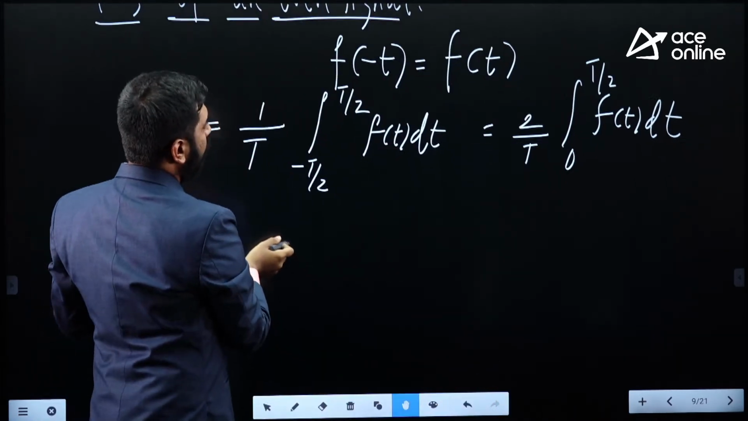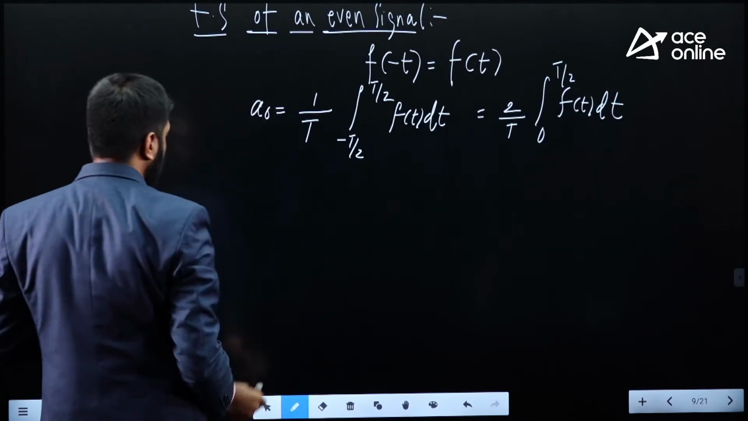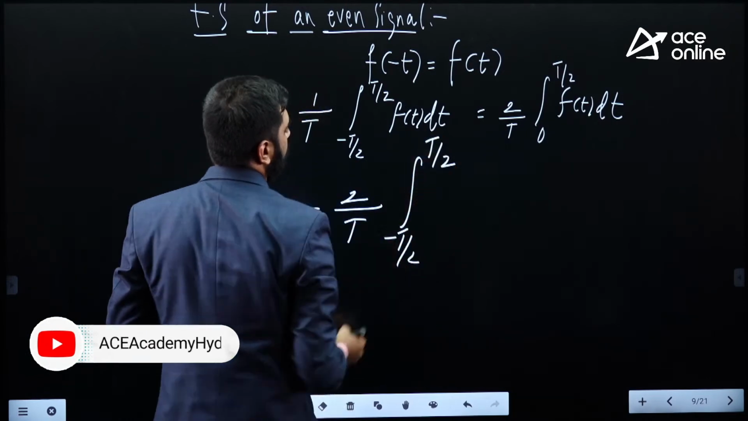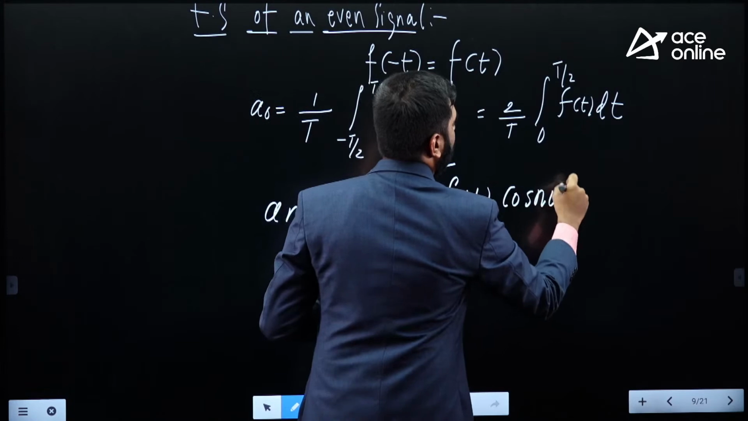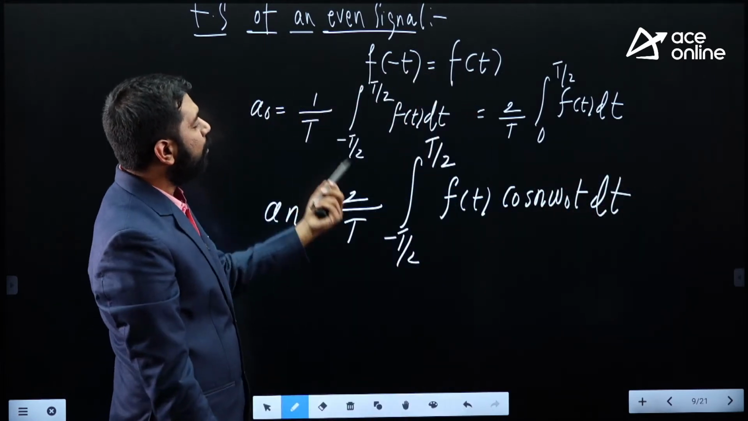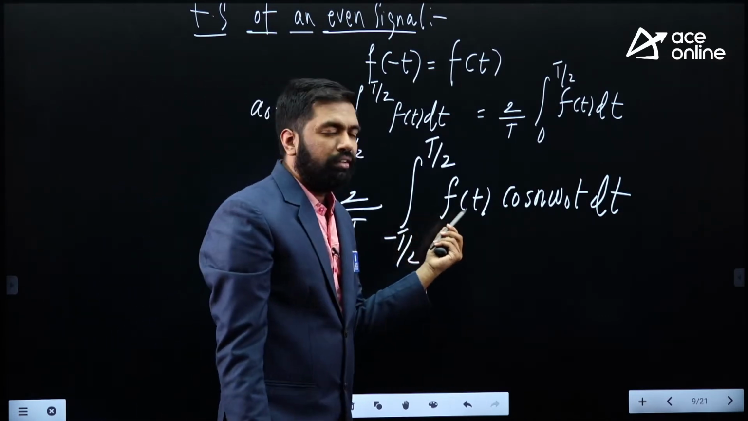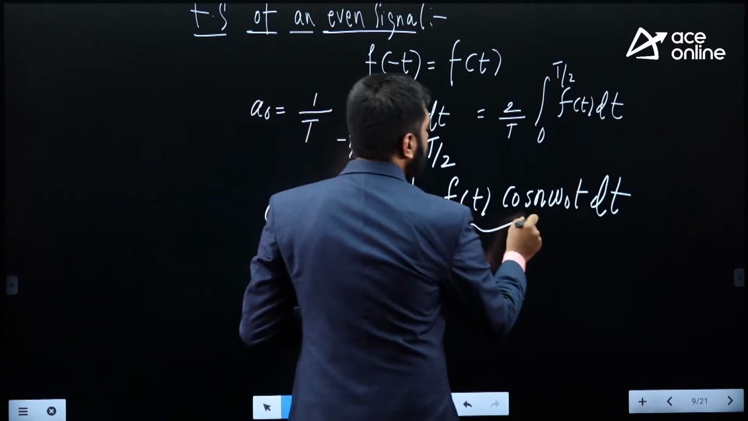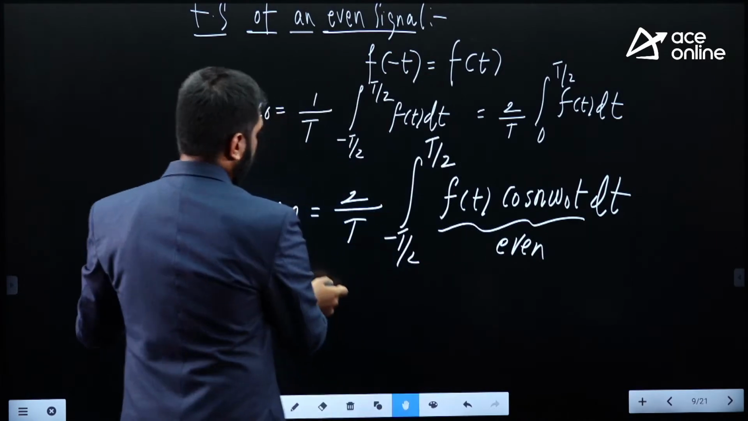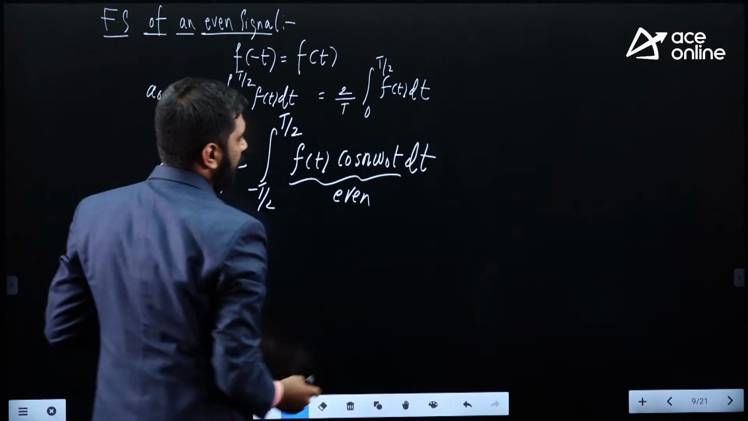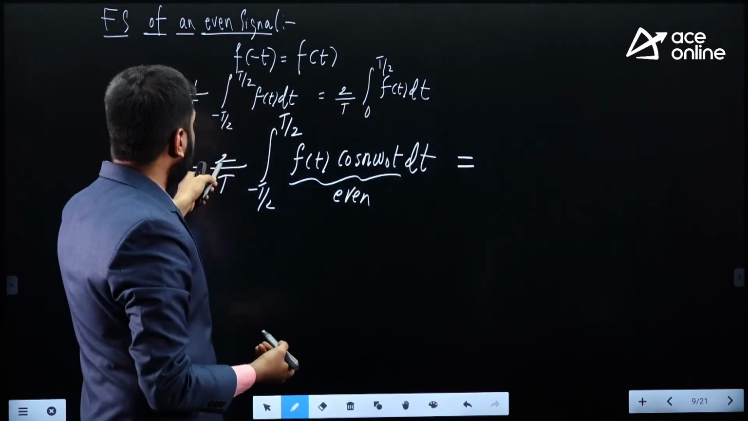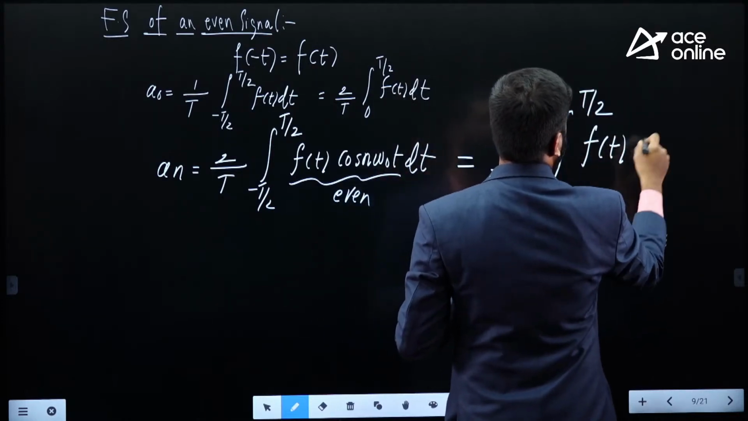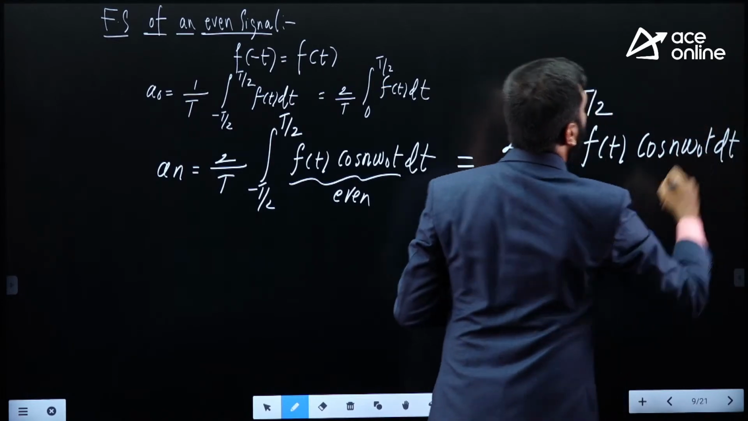What about an and what about bn? So let's try to simplify those things. Let me now comment on an. The expression for an is 2 by T integral minus T by 2 to T by 2 of f of t cos n omega naught t dt. Now we are looking at a case where the given signal is even. So f of t is even, cos is also even. When you multiply an even with another even, what happens? The resultant is also even. If you are integrating an even function from minus T by 2 to T by 2, you can simplify this and write it as twice 0 to T by 2. There is already a 2 here, so what I get is 4 by T integral 0 to T by 2 of f of t cos n omega naught t dt. So this is the expression for an.